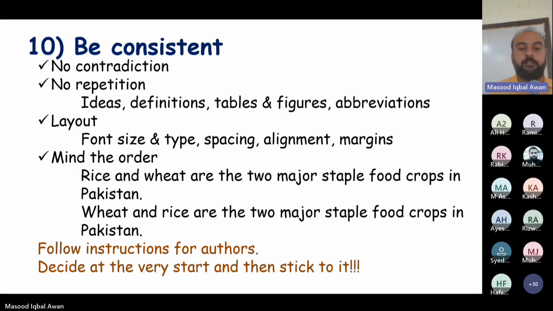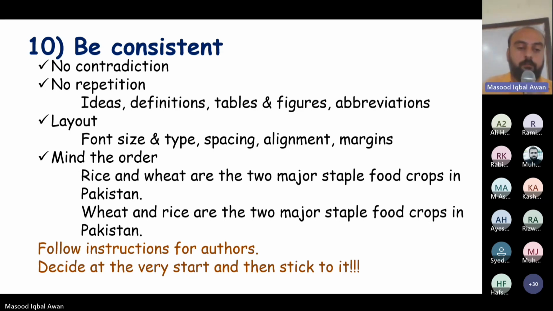We should be consistent with font size, type, spacing, alignment, margins, and we should mind the order. For example, if I write rice and wheat are the two major staple food crops in Pakistan, and wheat and rice are the two major staple food crops in Pakistan, apparently it means the same thing, but actually there is a difference in terms of area, production and consumption. In Pakistan, the number one crop is wheat. So we must mind the order or seniority. The correct sentence would be wheat and rice are the two major staple food crops in Pakistan.